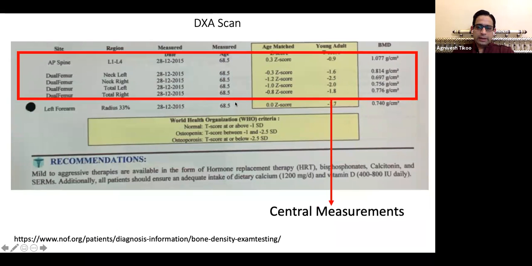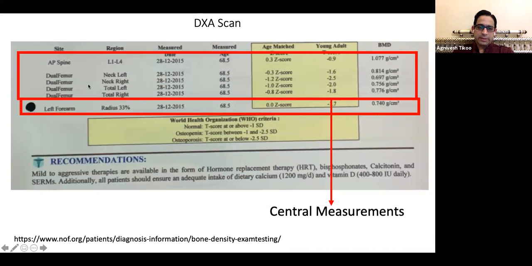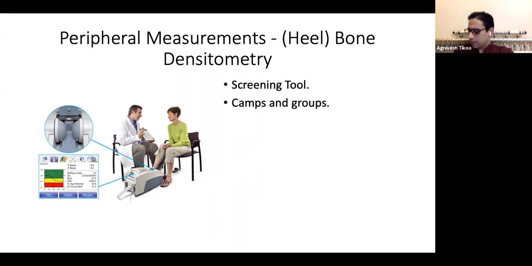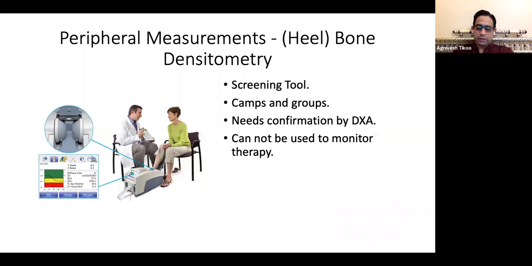In this, the spine and hips are considered central measurements, and the forearm is considered the peripheral measurement. There is also something called heel bone densitometry, which measures the bone density of the heel. We are not concerned about the heel. We are concerned about preventing fractures in the spine, hips, and wrists. Those are the three areas we measure in bone density. Don't go by the heel; it's a screening tool. If the bone density is low, ask them to go for a DEXA scan. It needs to be confirmed by a DEXA scan, and it cannot be used to monitor therapy.